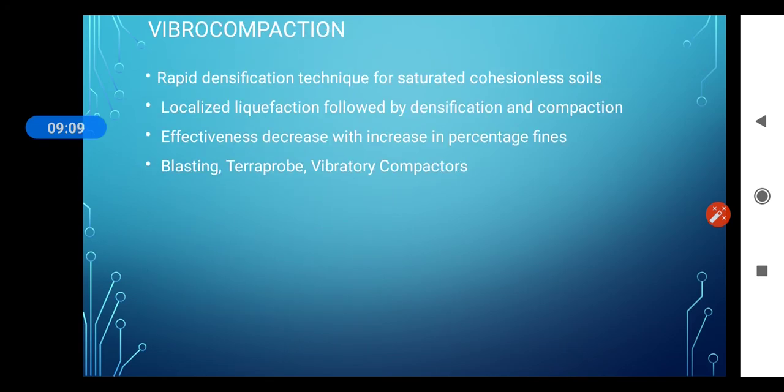Then vibro compaction. Vibro compaction is a rapid densification technique for saturated cohesionless soils, with localized liquefaction followed by densification and compaction. As I told, its effectiveness decreases with increasing percentage of fines in the soil. Blasting and Terra probe are the vibro compaction techniques.